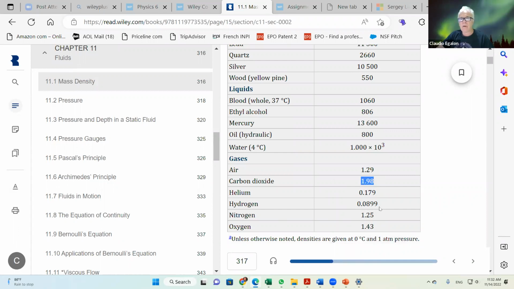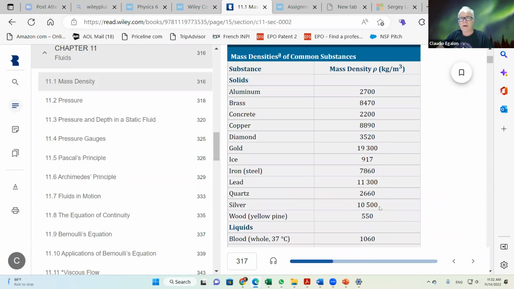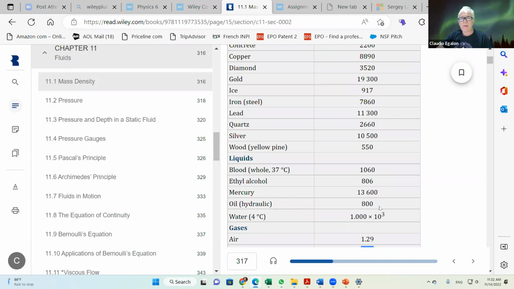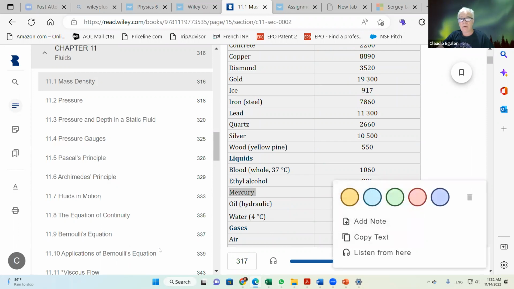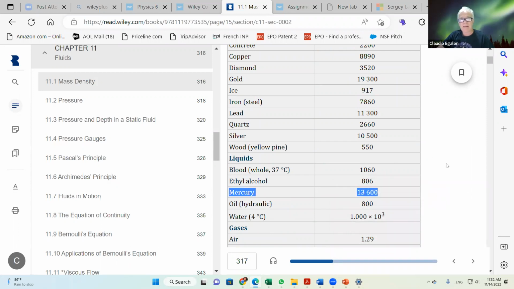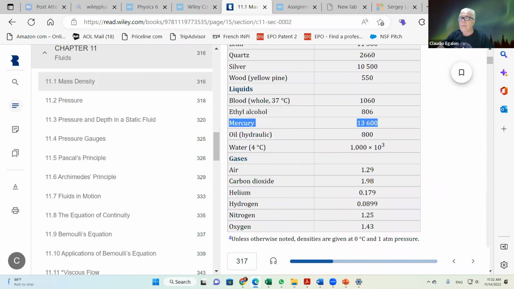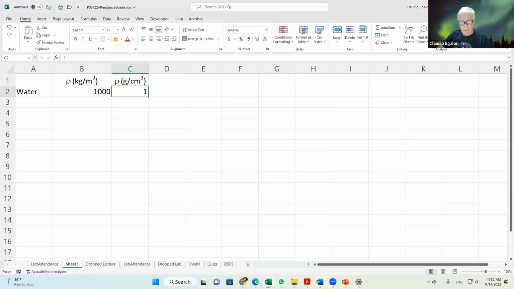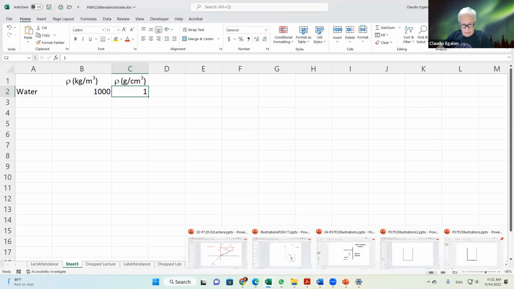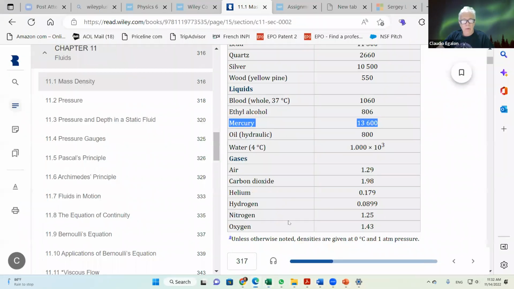Okay, so there's a little table of densities. You have to memorize these densities. That's not difficult to memorize. And you have to remember that the density of mercury is pretty high. Even liquid mercury, okay? It's a very dense material. So that's what you have to know first. What else do you have to know?